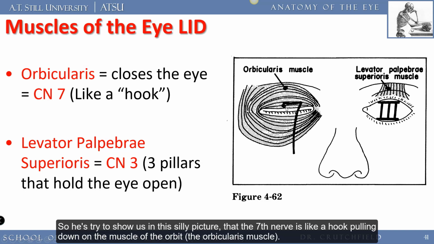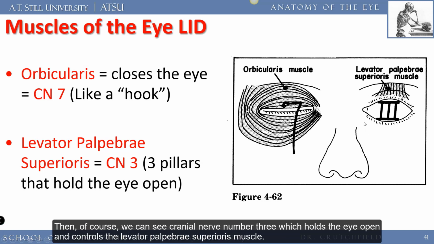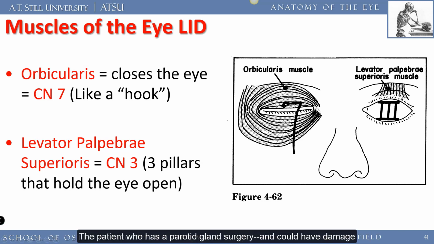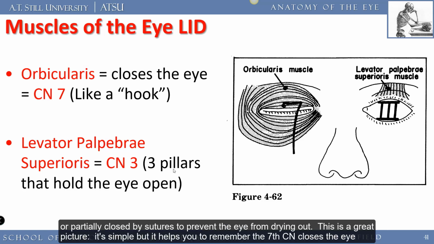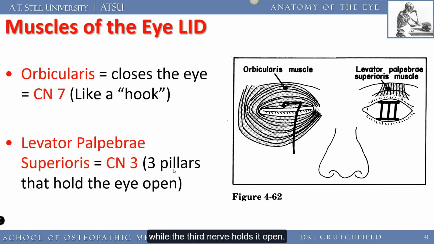Then, of course, we see cranial nerve number 3, which holds the eye open and controls the levator palpebrae superioris muscle. The patient who has a parotid gland surgery and who could have damage of the facial nerve could result in an eye that can't close, and this is treated by a procedure called a lateral tarsorrhaphy, where the eye is closed by sutures or at least partially closed by sutures to prevent the eye from drying out. So this is a great picture. It's simple, but it helps you to remember the 7th cranial nerve closes the eye, the 3rd nerve holds it open.